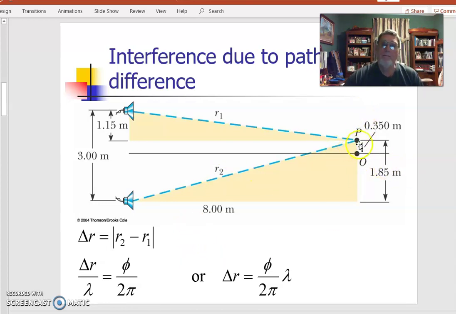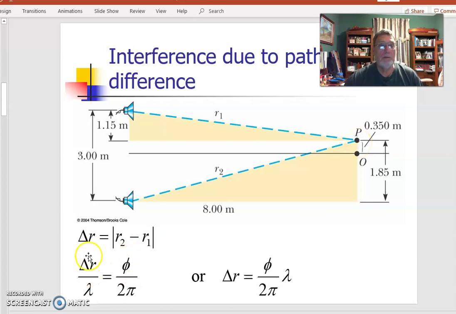If you think about it, there's a path difference between the distance the two waves travel. We call one of them R1, one of them R2. Delta R is that path difference. We don't care about plus and minus. As we saw in the simulations earlier, if the path difference causes them to line up peak to peak, that's going to cause constructive interference. And that'll be if the difference is either zero or a whole wavelength.